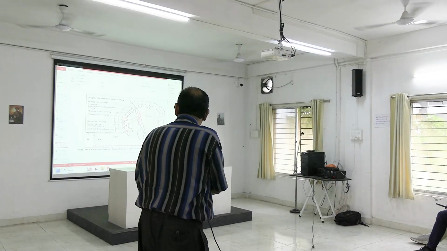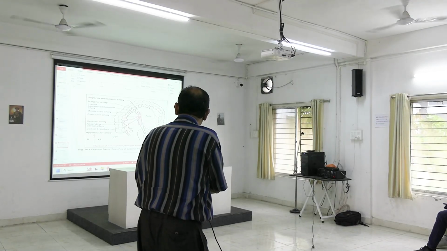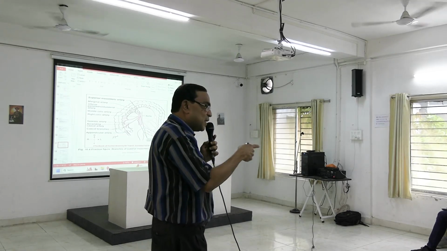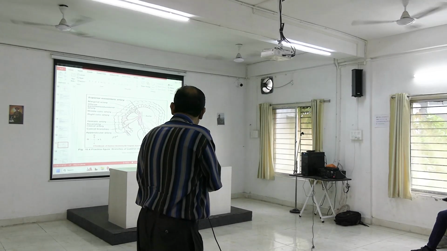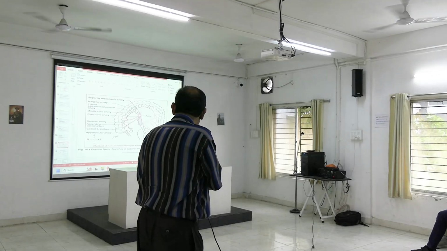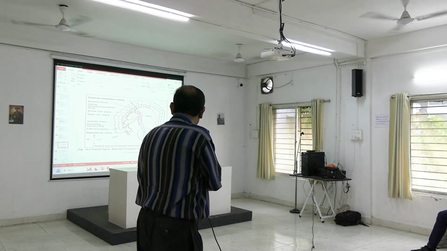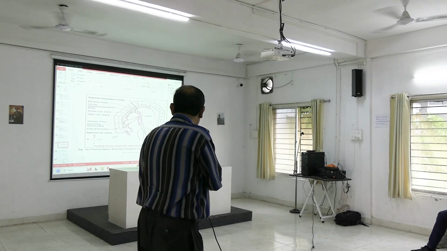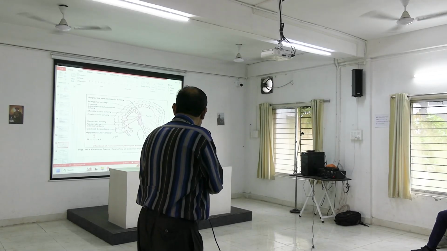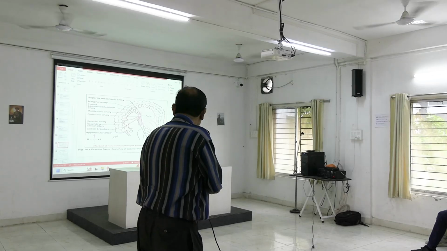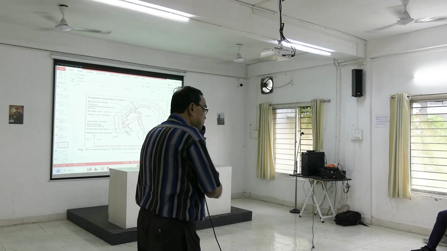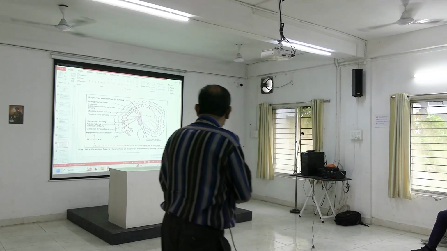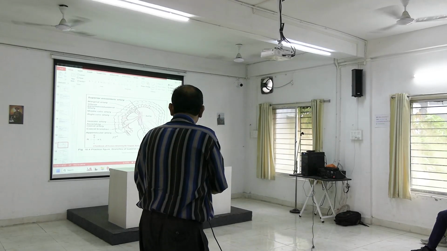This is the sigmoid colon. Ascending, transverse, descending, sigmoid. S-shaped, so it is called sigmoid, which is again freely movable. This is the transverse colon, which is hanging with the help of the transverse mesocolon. This is the sigmoid colon, which is hanging from the posterior abdominal wall with the help of one mesentery, which is called the sigmoid mesocolon. And this is the rectum.